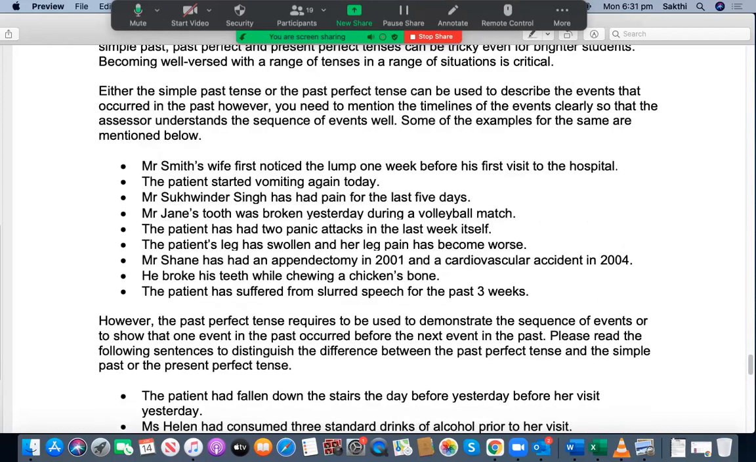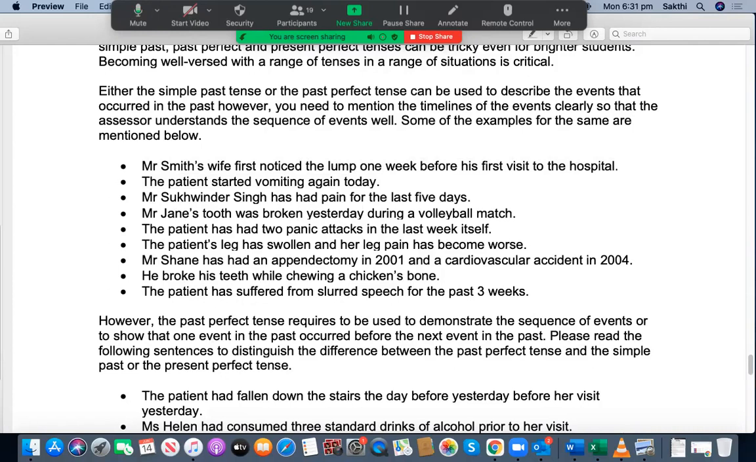Okay, look at this one. We have used both the simple past and the past perfect tenses here. Okay, look at this. Mr. Smith's wife first noticed the lump 1 week before his first visit to the hospital. So she first noticed, we are clearly telling that she noticed this before their visit to the hospital. So she knew that already, all right? The patient started vomiting again today. So this means he vomited previously as well.